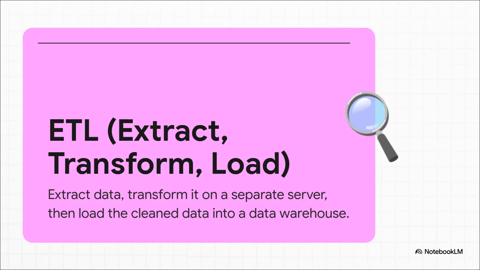First up, we've got ETL. That stands for Extract, Transform, Load. Now, this is the classic, the OG, born way back in the 1970s. With this method, you pull your data, you clean it all up and get it into a nice, neat structure on a totally separate server, and only then do you load that finished, polished data into your warehouse.